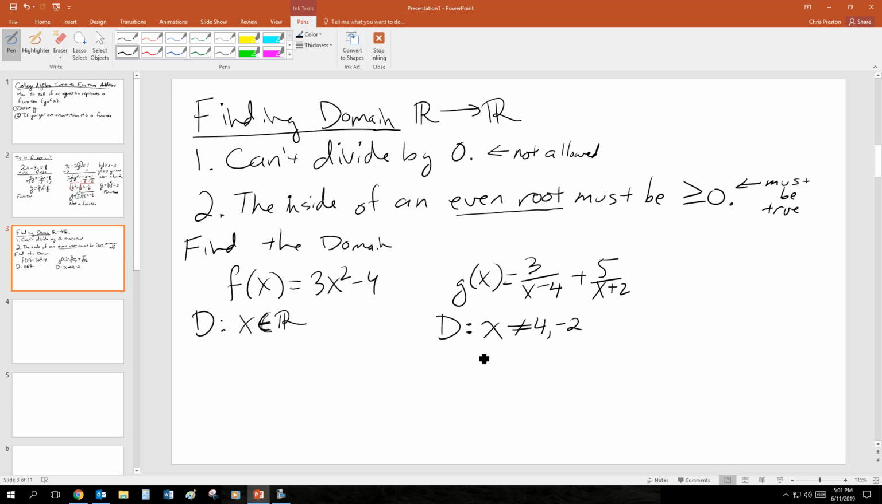Now, you might see some people write the answer more like, you can go from -infinity to -2, but skip over it. And then you can go from just past -2 to 4, skip over 4, and then go 4 to infinity. And that would be saying what is allowed. Usually it's easier in this case just to say what's not allowed.